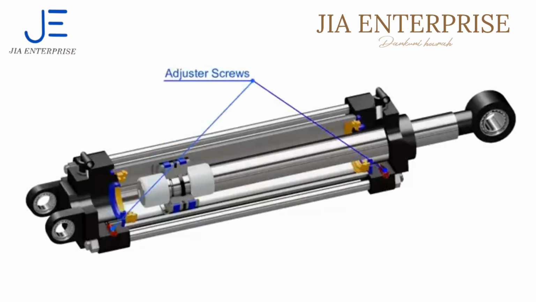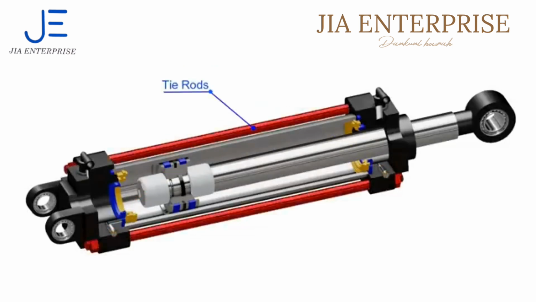Captive adjustable cushioning screws are installed on each end. These screws enable the user to adjust the optimum cushion at the end of the stroke. This whole assembly is held together with tie rods. These rods also provide compressive and tensile strength to the actuator.